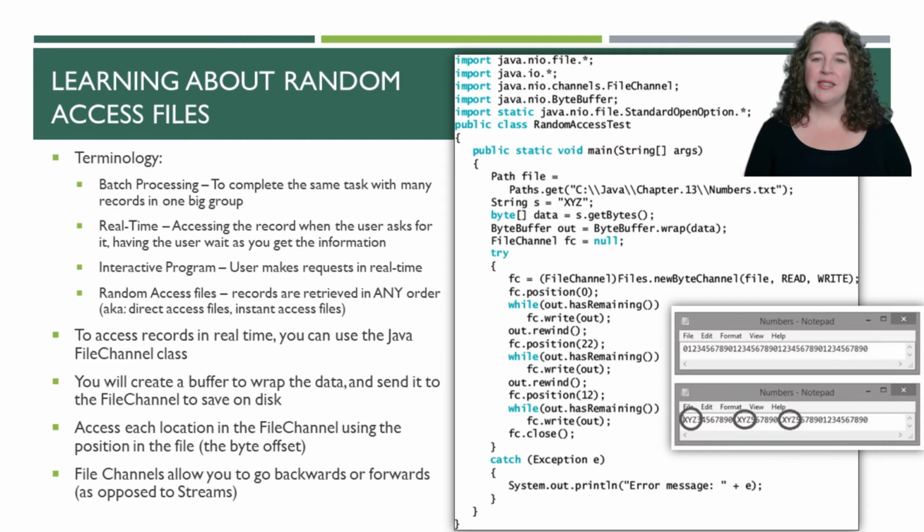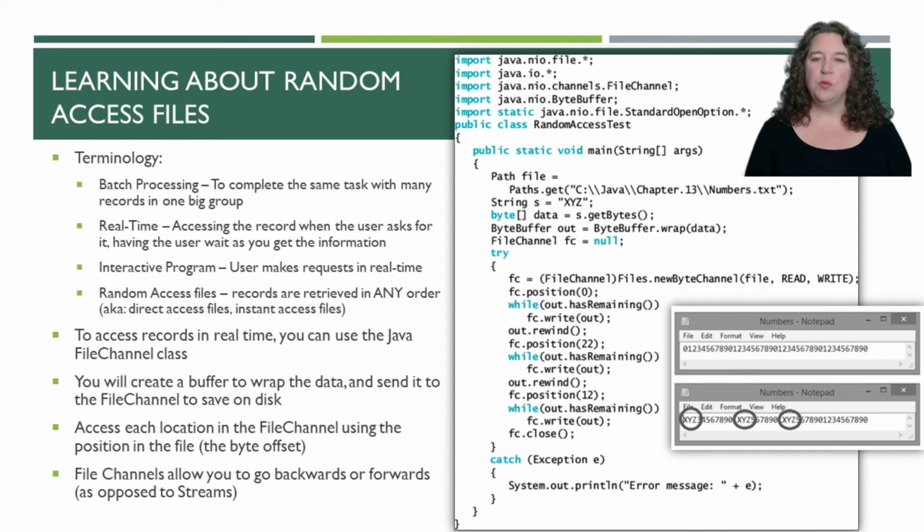And then random access files is where the records can be retrieved in any order, as opposed to pulling the first record, then the second record, then the third record. It gets any record at any time. So it's called direct access or instant access, where you can go and get a specific location in your file. To do that, we can use what is called a file channel. The FileChannel class is in your Java docs. You can go look it up for more details on it.